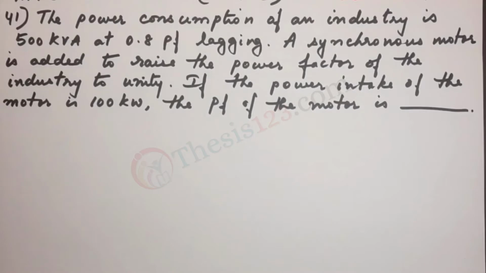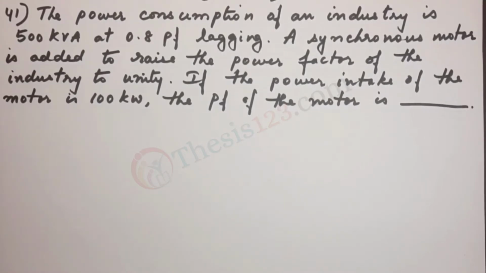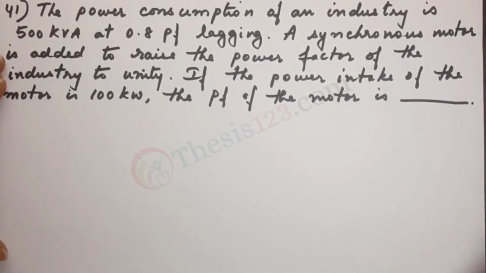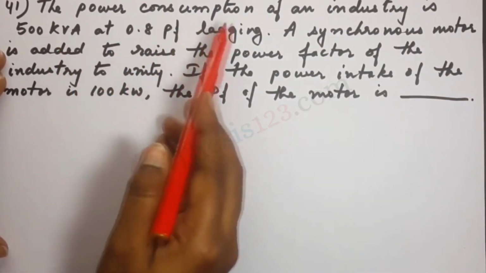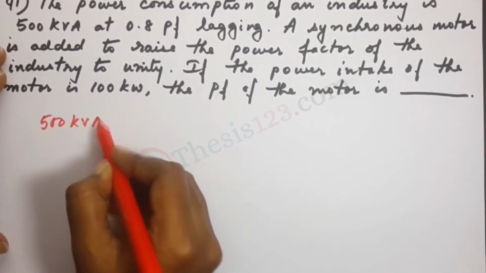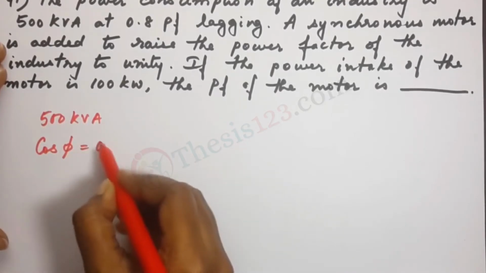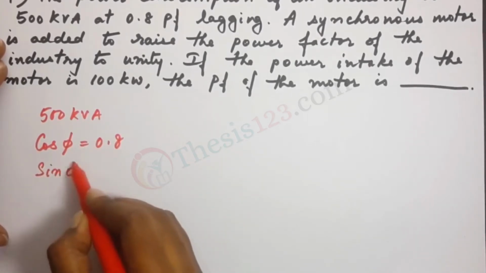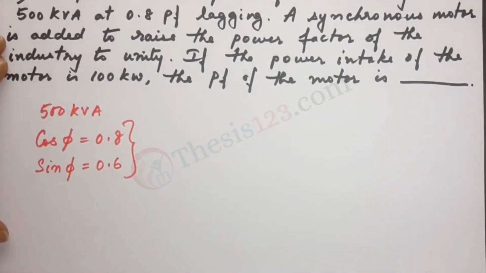So since we're dealing with power factor, we have to find out what the power factor of the motor is. We will need both the reactive and the active power of the industry first. So let's write down what we have. We have the power consumption of the industry is 500 kVA. The power factor is 0.8, which means that cos phi is 0.8. Now if cos phi is 0.8, that should tell us that sin phi is 0.6. Okay? They are a team.